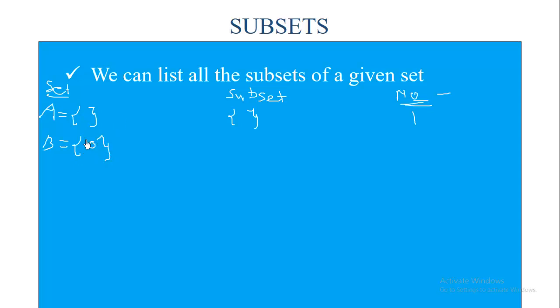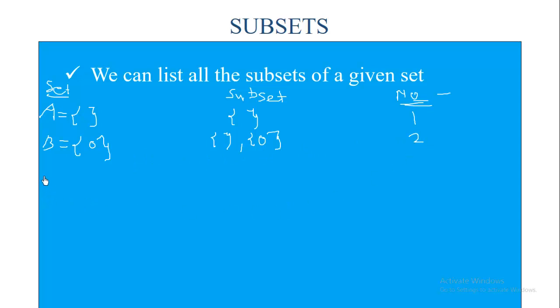A set with a 0 element is different from a set without an element. So it has an element and that element is 0. 0 is an element. We are not saying the number of elements is 0. So B is equal to this. Then we have the subsets: the null set, then the set itself. Because this is found in this, and the empty set is also found in this. So the number of subsets is 2.